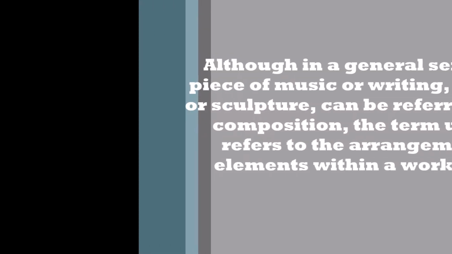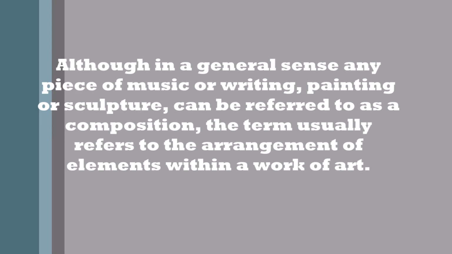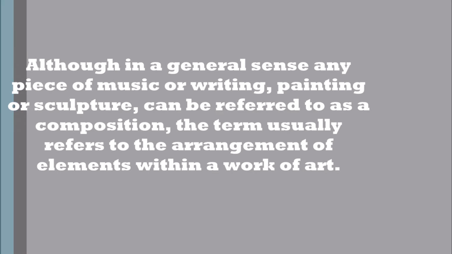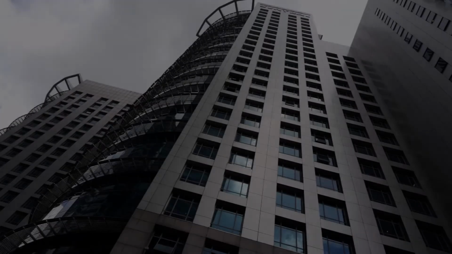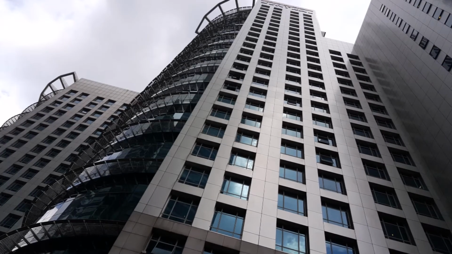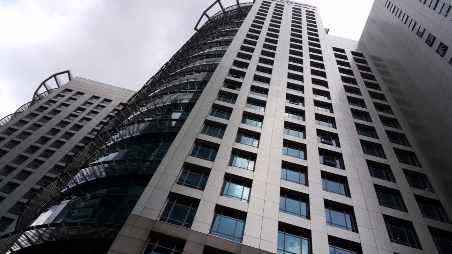What does composition in art mean? Although in a general sense, any piece of music or writing, painting or sculpture can be referred to as a composition, the term usually refers to the arrangement of elements within a work of art. Okay, so I mean to say it's an arrangement where you put all the things together and then you can see whether it's a good composition or not.